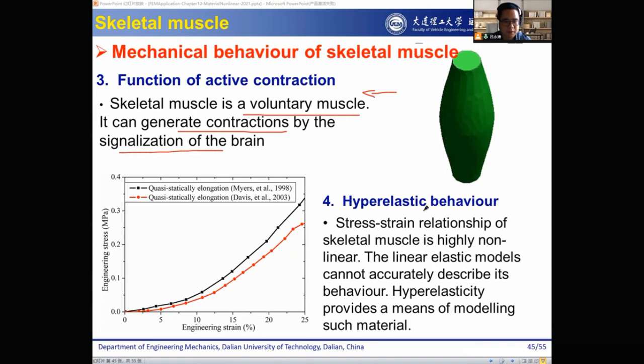And the fourth, the muscle has hyperelastic behavior, which means the stress-strain relationship of skeletal muscle is nonlinear, and the linear elastic model cannot accurately describe its behavior, and hyperelasticity provides a way to simulate such material. So the skeletal muscle is nonlinear. We see this is a mechanical test. When we stretch, it changes nonlinearly with the strain. It's independent of loading path. Therefore, it's a hyperelastic behavior.